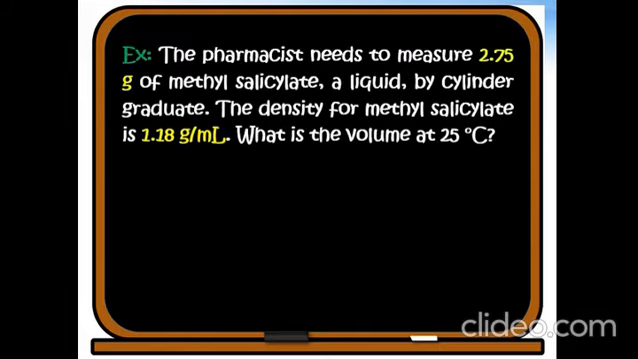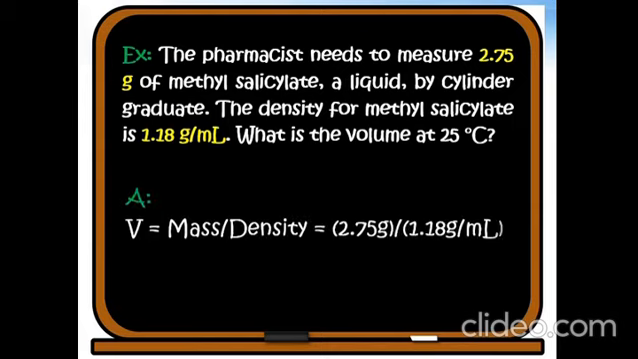Let's look at this sample question. The pharmacist needs to measure 2.75 grams of methyl salicylate, a liquid, by graduated cylinder. The density for methyl salicylate is 1.18 grams per ml. What is the volume at 25 Celsius? How to do that? We have to use the equation on the previous slide. Volume is the mass divided by the density.